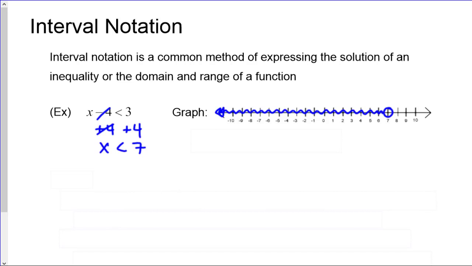Now, this set on the number line looks like it stops at negative 10 and positive 10, but it actually continues on all the way to negative infinity and positive infinity in each direction. So when I write the solution in what's called interval notation, I'm going to use the negative infinity as my lower end point and the 7 as my upper end point.